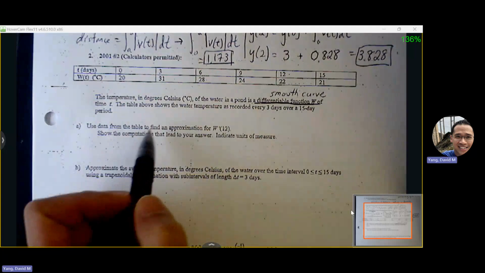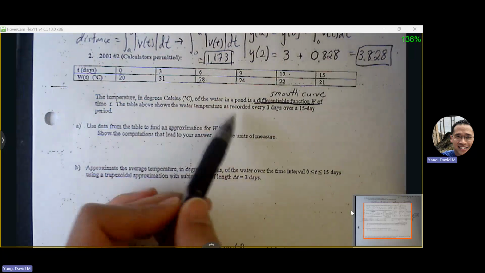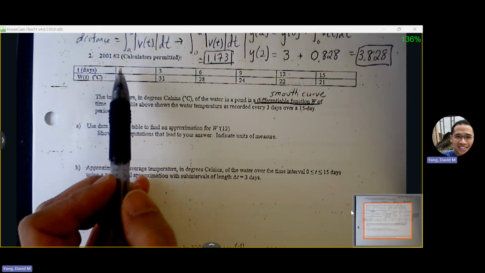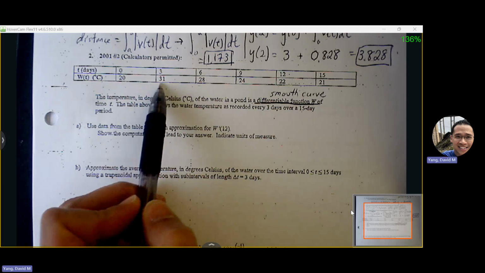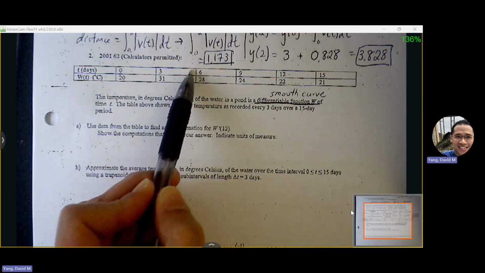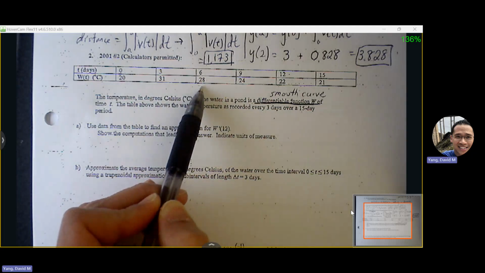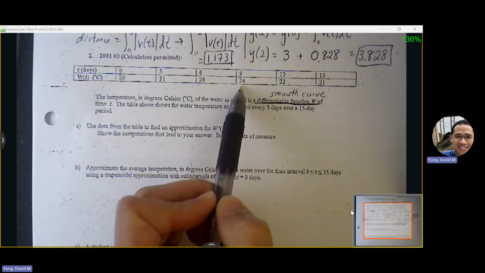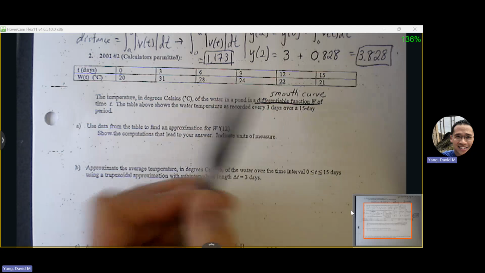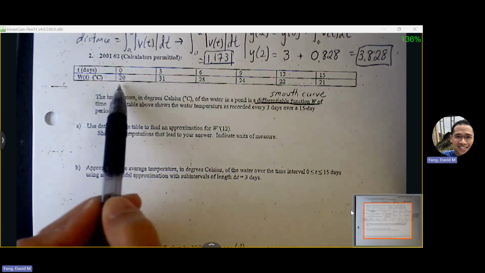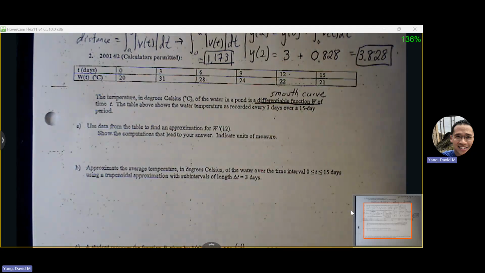Use the data from the, okay, so this is what this table is showing us. It's showing us that at day 0, temperature is measured to be 20 degrees Celsius. 3 days later, they measure the temperature again, 31 degrees. Day 6, they measured again, 28 degrees. Day 9 is 24 degrees. Day 12 is 22 degrees. And day 15 is 21 degrees. So you see that it's fluctuating basically between 20 and 28 degrees, or 28, 38, 31 degrees.